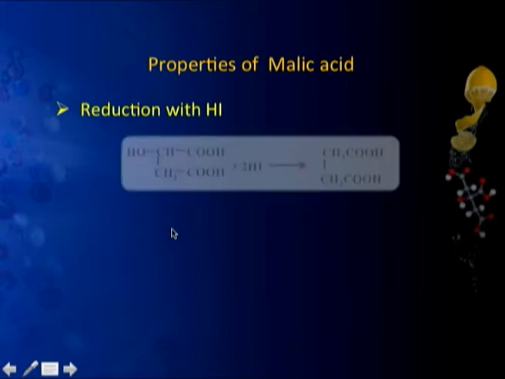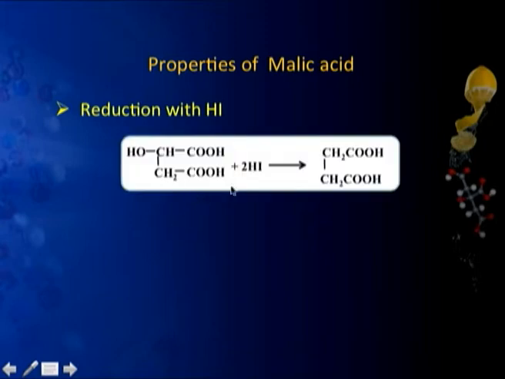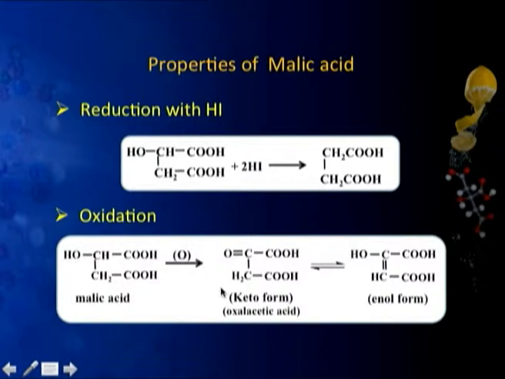Malic acid can be reduced with HI, hydriodic acid, and on reduction this hydroxyl group will be reduced and we will get succinic acid.